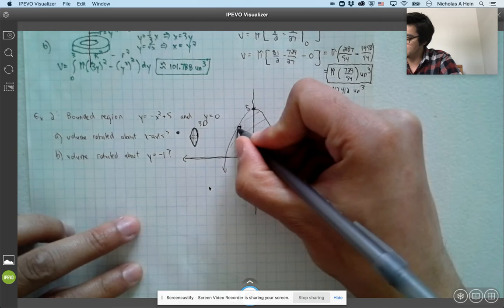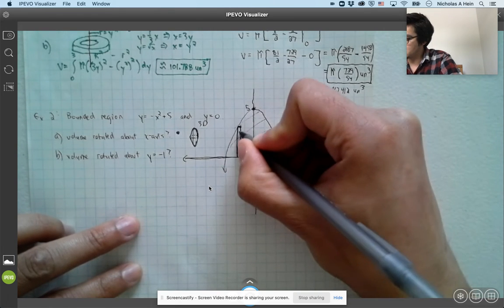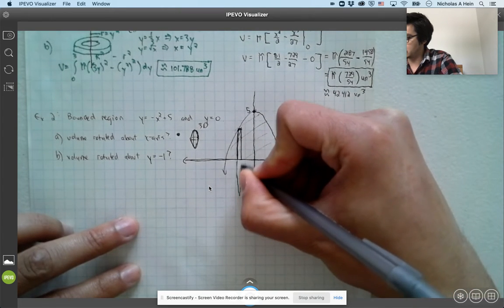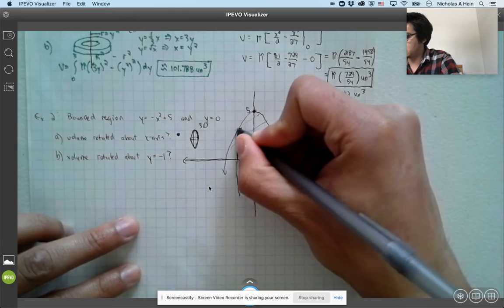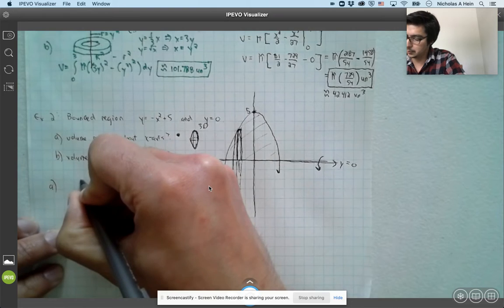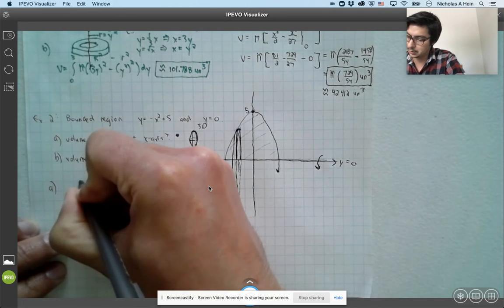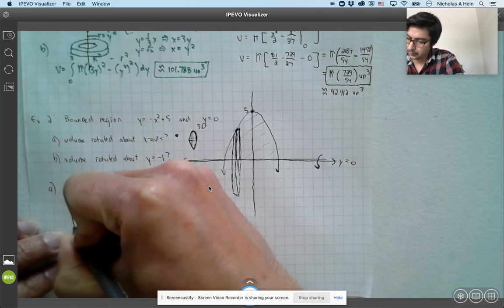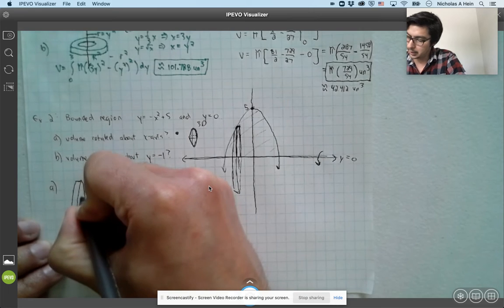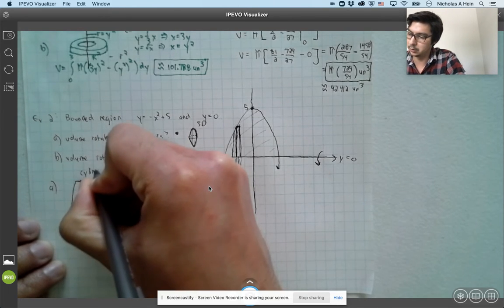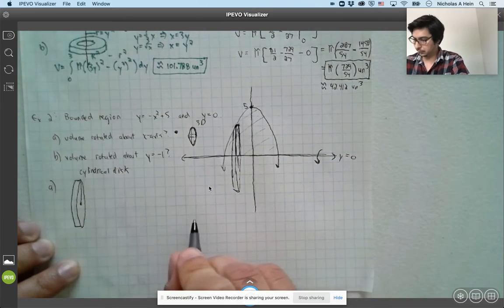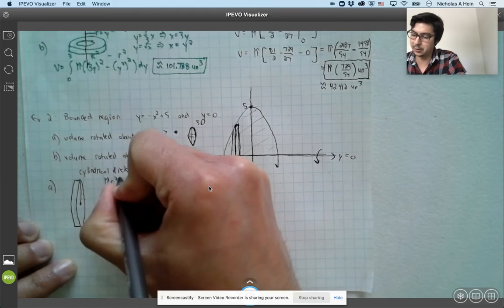Well, what do you end up getting? When you rotate about the x-axis, we're going to end up getting something that looks like a cylindrical disc. So if I draw it out here, for part A, it'll look something like this if I rotate about the x-axis. Okay. Now, what's the radius of this? Well, notice what I end up getting for part A is a cylindrical disc. There's no hole in it. Okay. So the volume of a cylindrical disc is just pi r squared h.